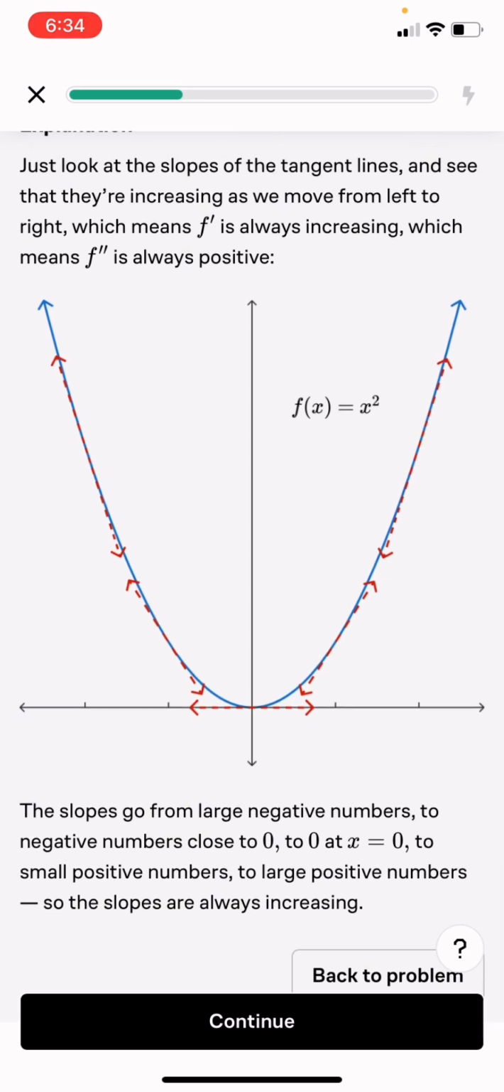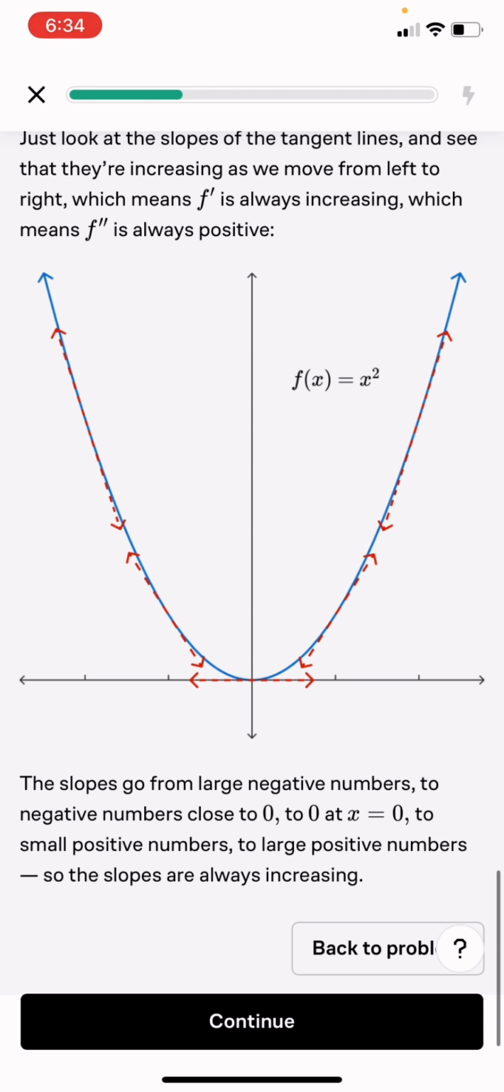Here, I'll see. Just look at the slopes of the tangent lines and see that they're increasing as you move from left to right, which means f prime is always increasing, which means f prime prime is always positive. The slopes go from large negative numbers to negative numbers close to 0, to 0 at x equals 0, to small positive numbers, to large positive numbers. So the slopes are always increasing. Yeah, that probably makes sense. That would just be the same with the chart, but I guess it's always constantly increasing.